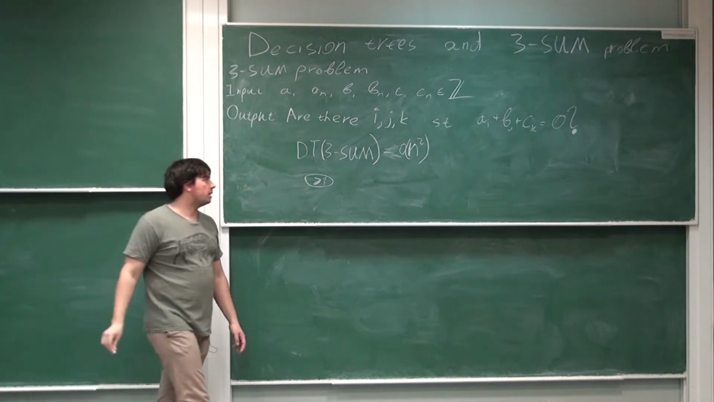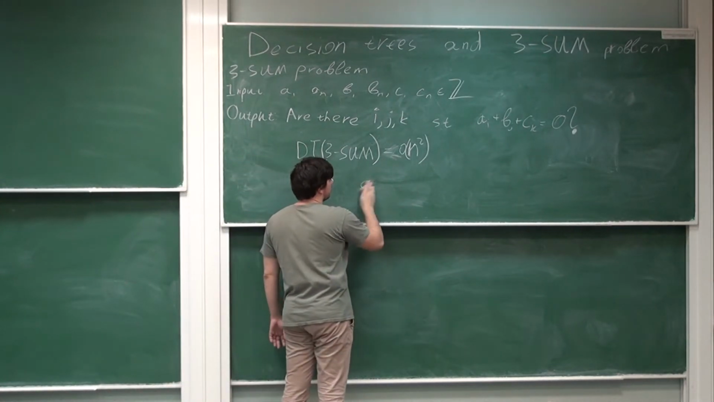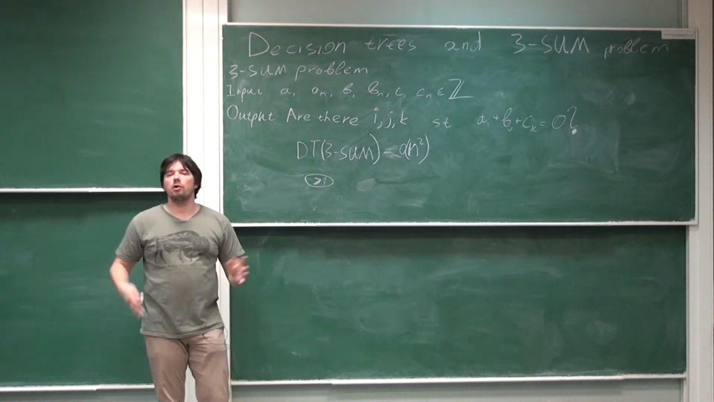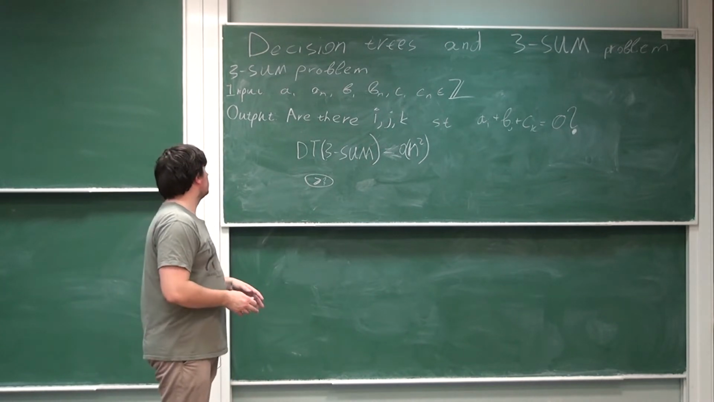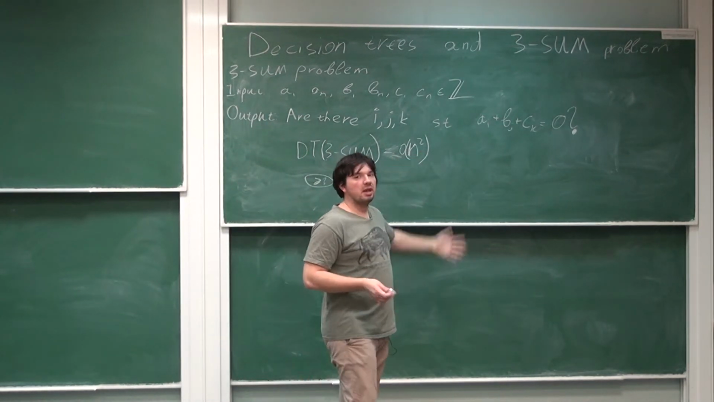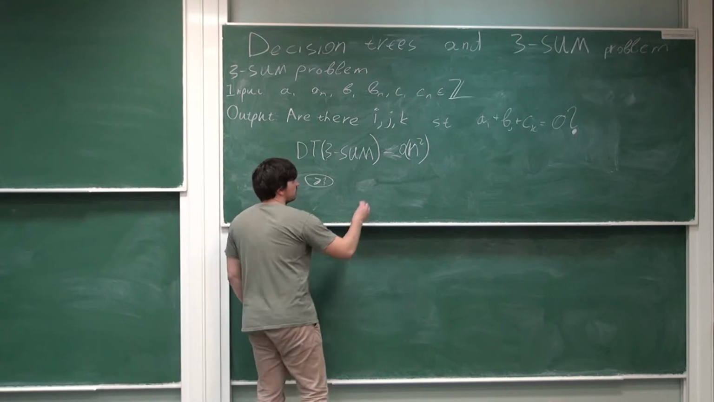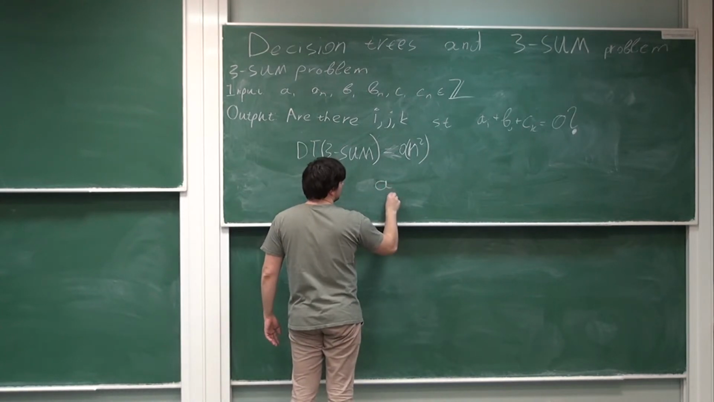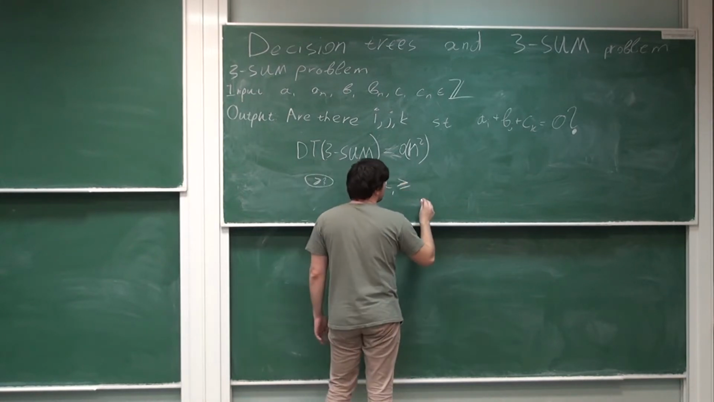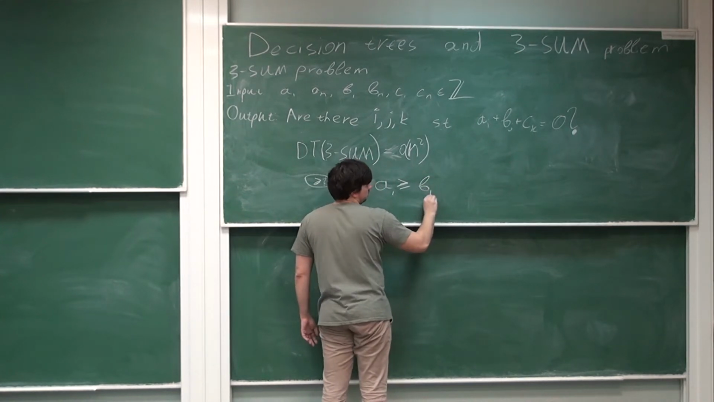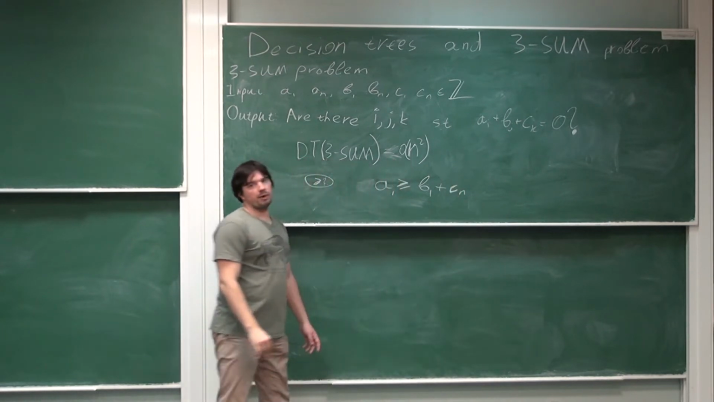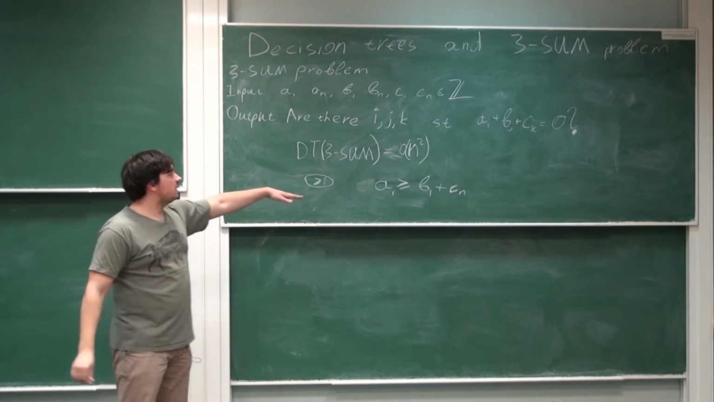So what I want to know is, I want to compare some linear combination of some elements with some linear combination of other elements. So the typical question would be, is a1 greater or equal to b1 plus cn? This would be actually our very first question. So that would be the typical thing to do.